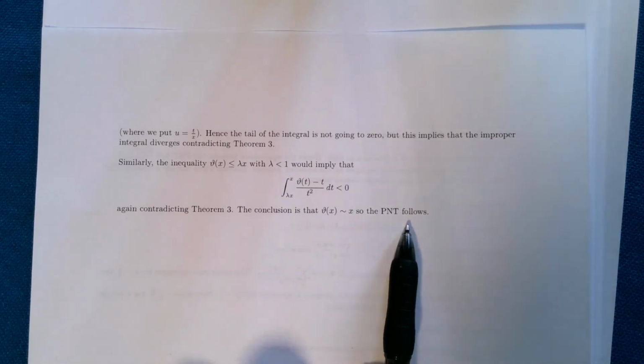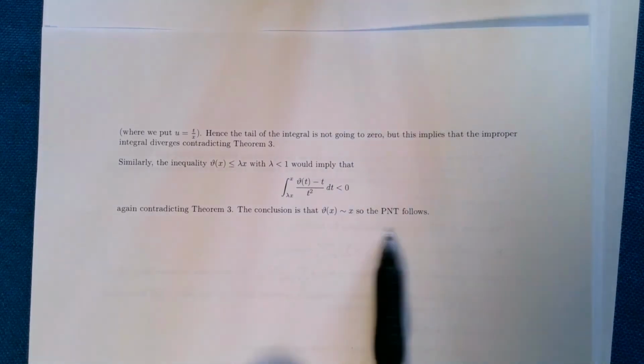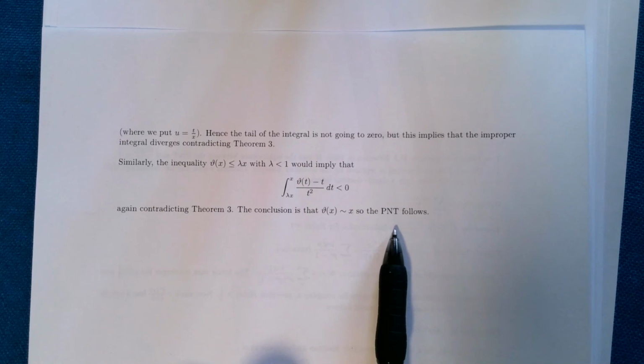So that's just a quick sketch proof. You can work through all the details later. That was given by Newman, and it's probably the easiest proof we have of the prime number theorem.